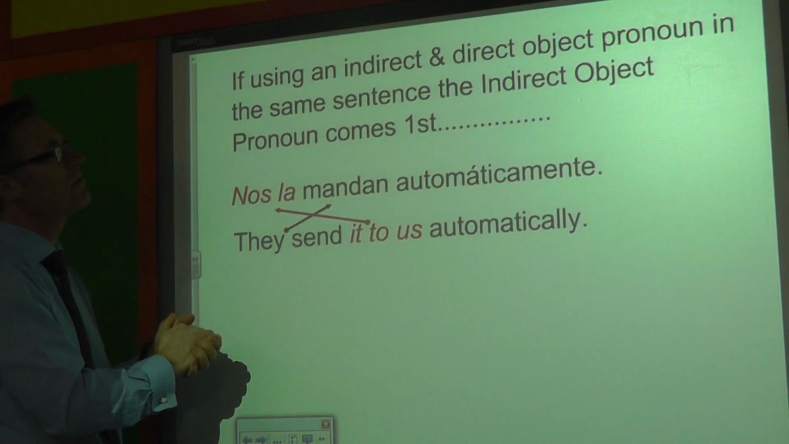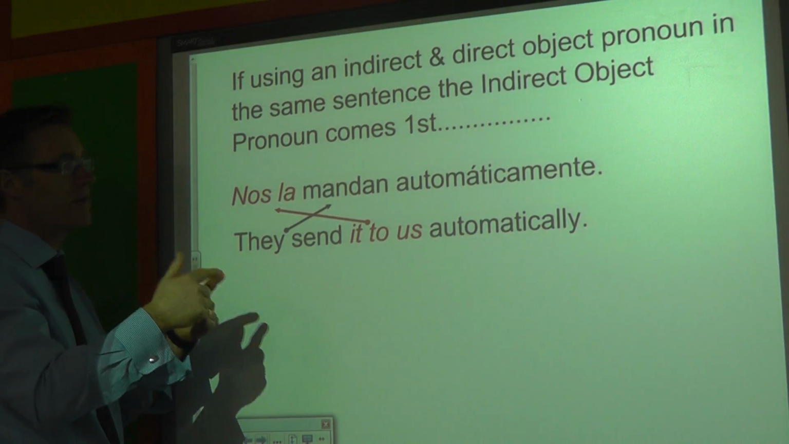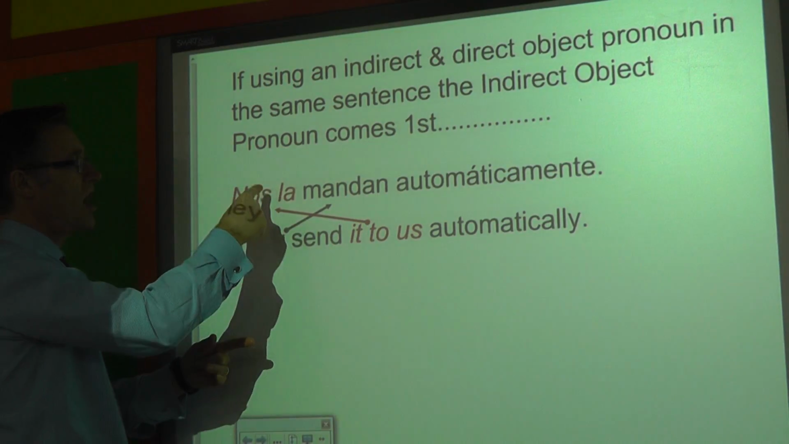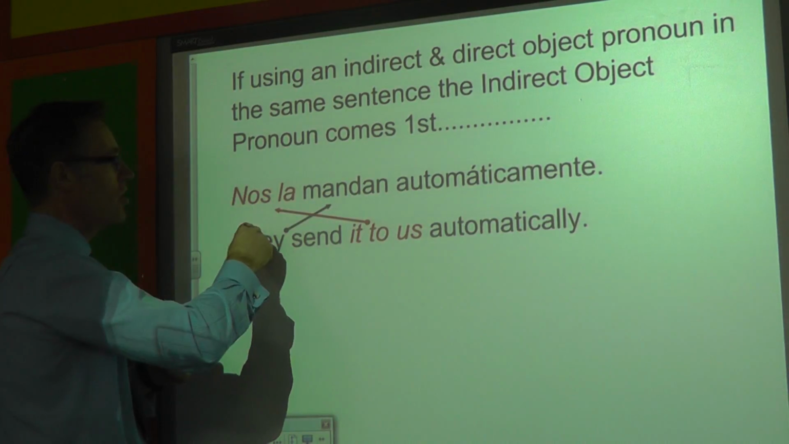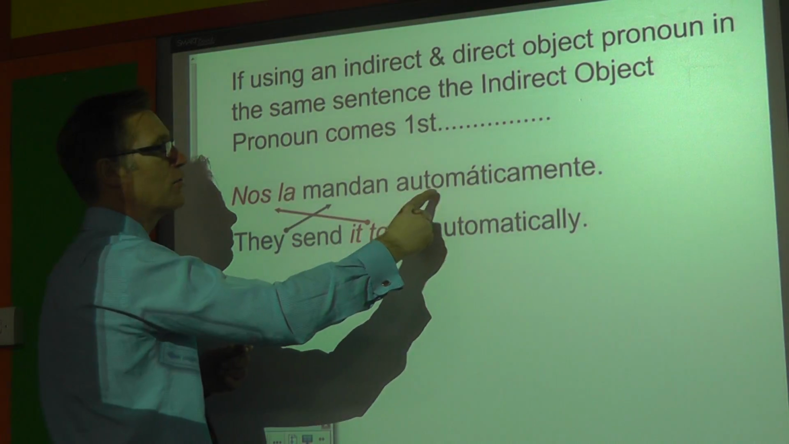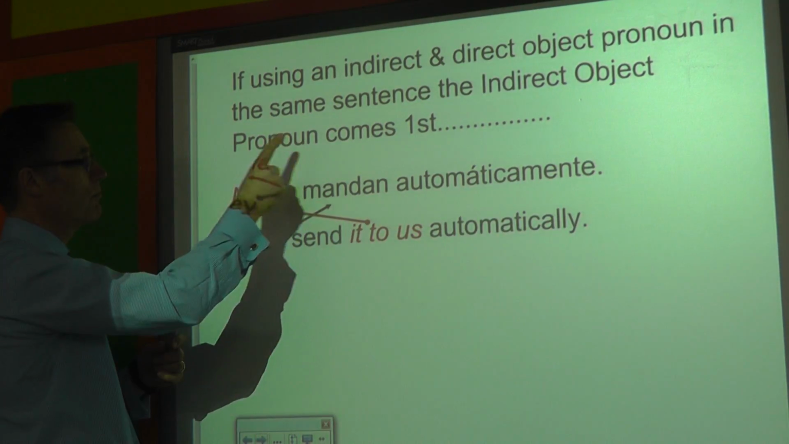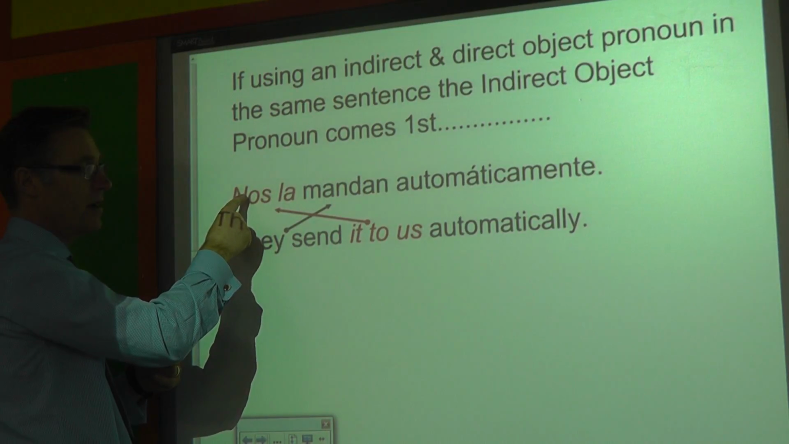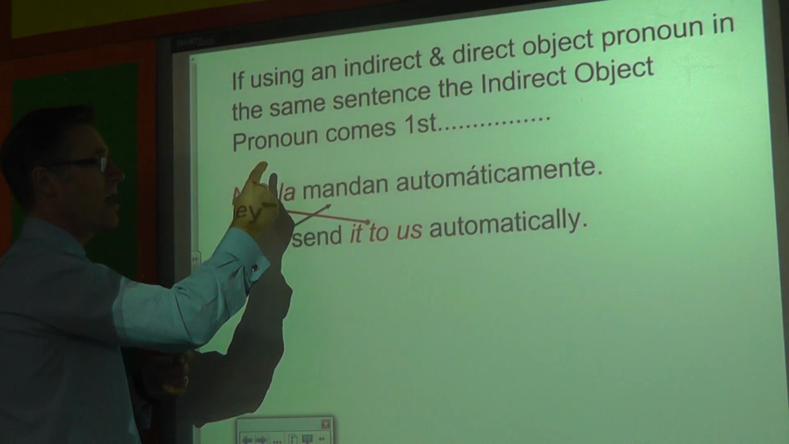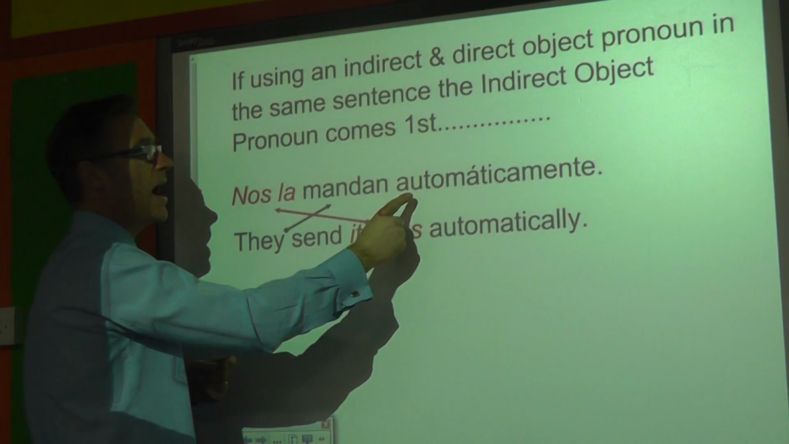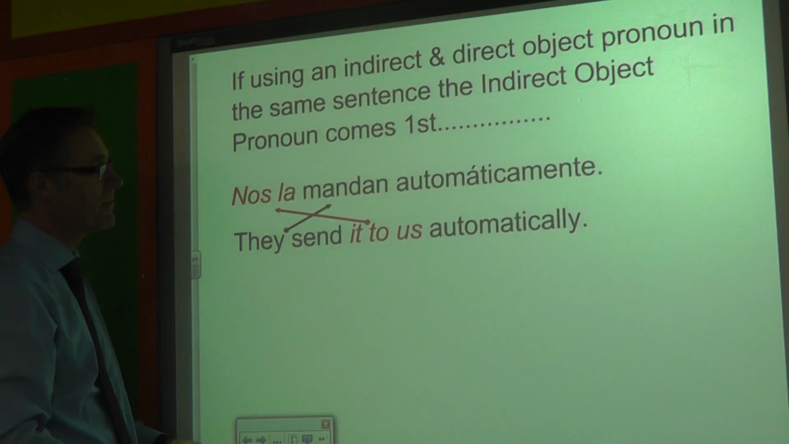If using an indirect object pronoun in the same sentence, so we might want to do that, the indirect object pronoun comes first. Nos la mandan automáticamente. So, we've got two pronouns. We've got an indirect object pronoun, to us, and then we've got a direct object pronoun replacing that noun, la. Nos la mandan automáticamente. Okay, so let's sum that up.